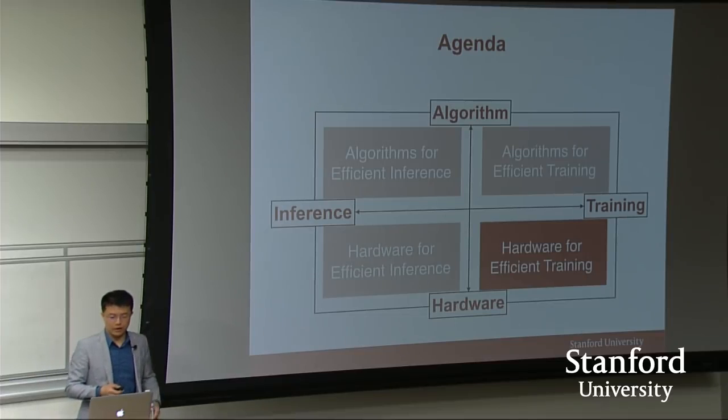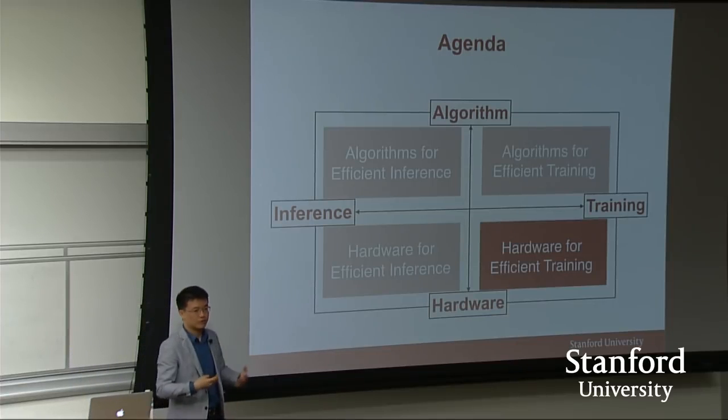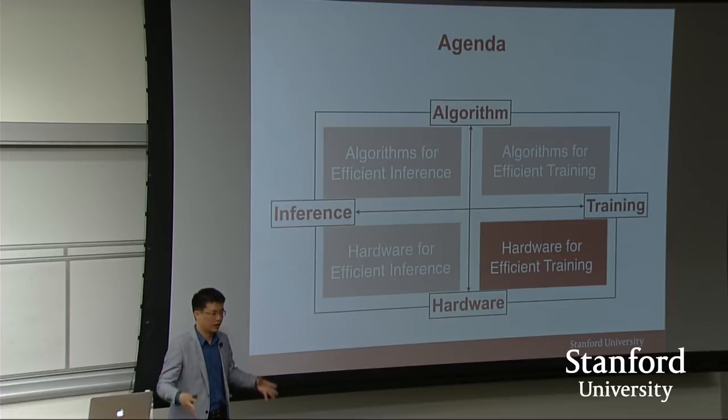Okay, finally, we come to efficient hardware for efficient training. How do we take advantage of the algorithms we just mentioned, for example, parallelism and mixed precision? How is the hardware designed to actually take advantage of such features we can obtain? First, GPUs.